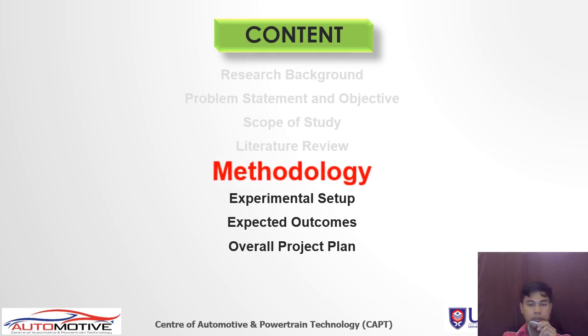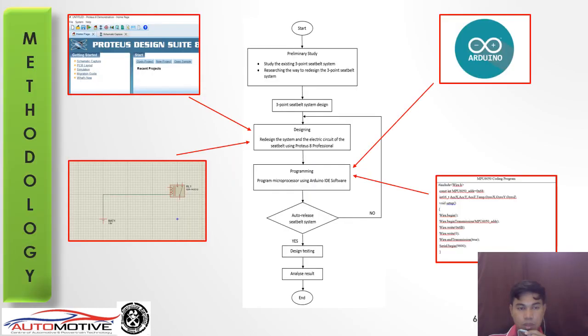Next is the methodology of the project. This is the methodology for the project overview. First, we start at the preliminary study, where we study the existing three-point seatbelt system, and next we research the way to redesign the three-point seatbelt system. Next, we find the design to redesign the system and the electric circuit of the seatbelt using Proteus X Professional, and we will program the microcontroller using the Arduino IDE software.